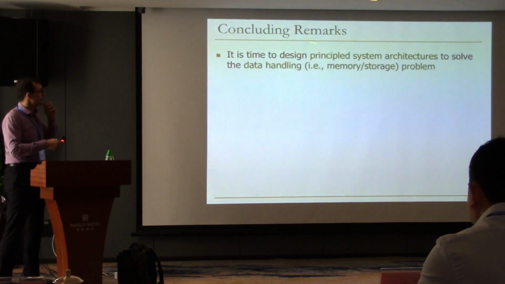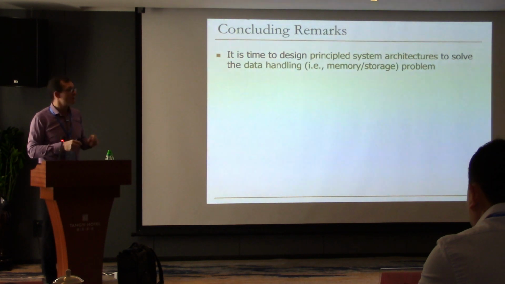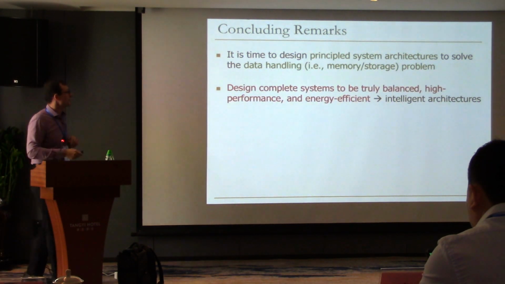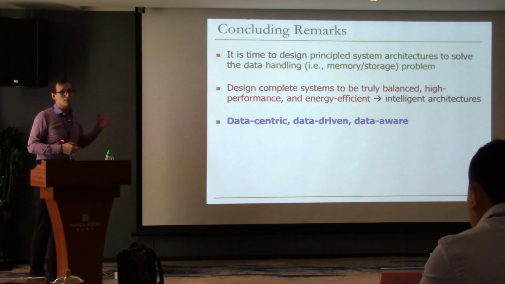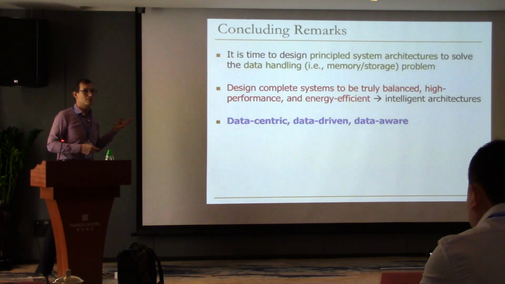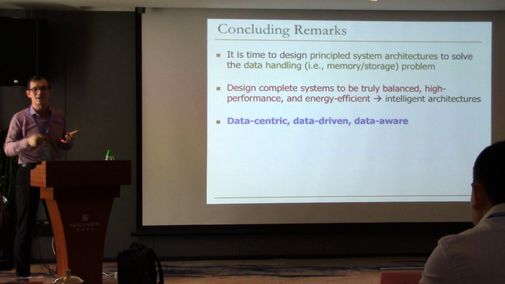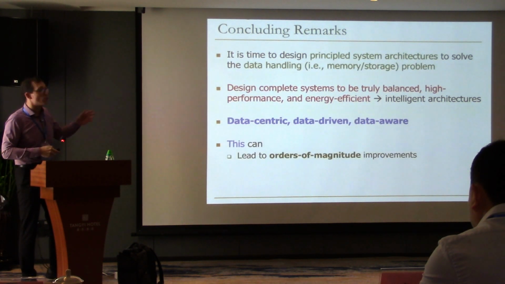So essentially, I believe it's time to design principled system architectures to solve the data handling, or memory and storage, problem. We need to design complete systems to be truly balanced, high performance, and energy efficient. And I think this requires intelligent architectures. And again, in my opinion, an intelligent architecture has three principal properties. It needs to be data-centric, data-driven, and data-aware. And if you come up with another property, please let me know. I believe this can lead to orders of magnitude improvements.